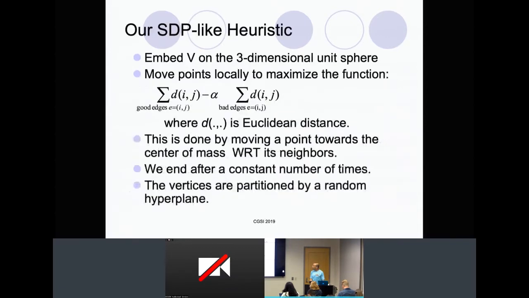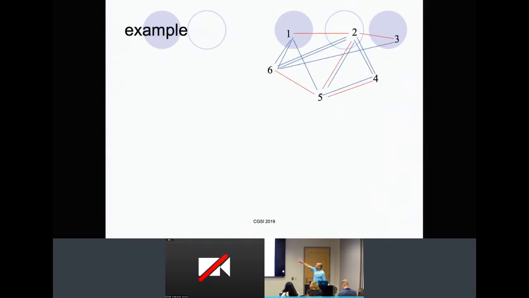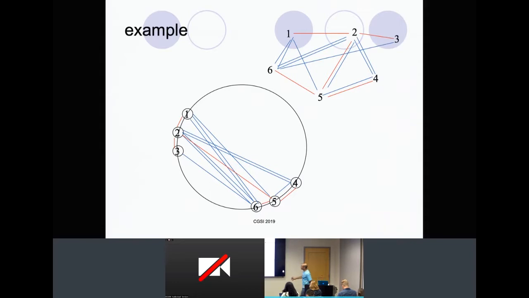So what we do is a heuristic based on semi-definite programming that is used to solve max cut. Let's describe it more pictorially on the next slide. We have this graph, and we locate the vertices on a sphere. We move the points on the sphere to maximize the length of the blue edges and minimize the length of the red edges.